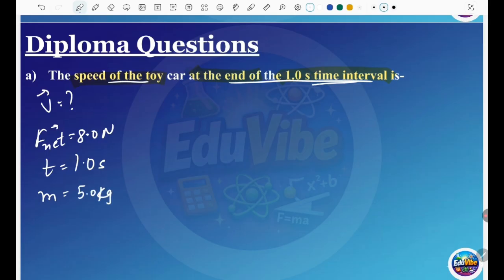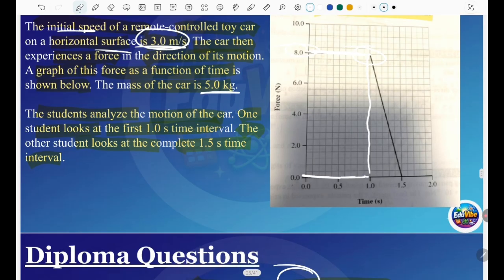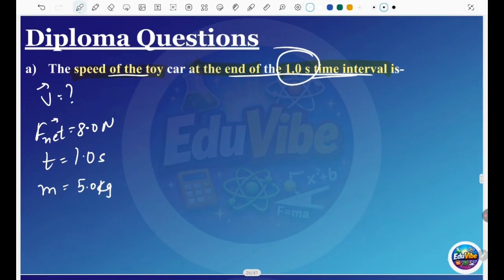We want to find the velocity at the end of the 1.0 second time interval, so we have to find the final velocity. The initial velocity is given to us, which is 3.0 meters per second. That is the initial speed they mentioned on the horizontal surface. So we have to find the final velocity, and we have v_i of 3.0 meters per second.